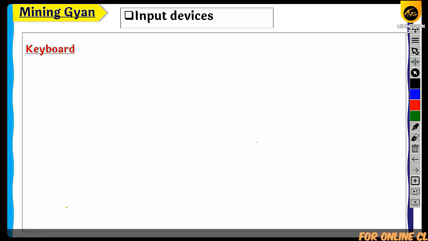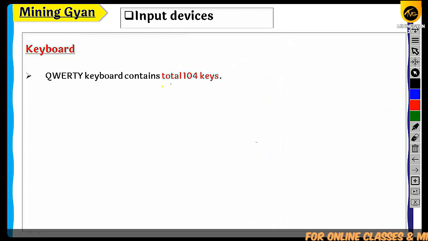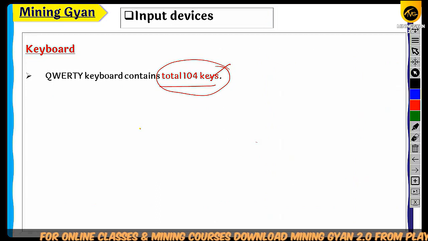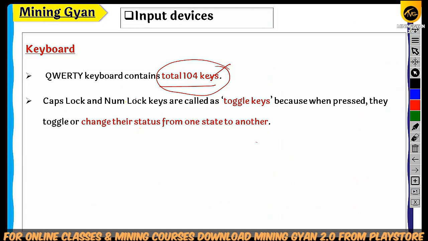Now the input device keyboard. A QWERTY keyboard consists of a total of 104 keys. This is the most important question: how many keys does a QWERTY keyboard contain? Basically, a complete QWERTY keyboard contains 104 keys, which is the standard number. It can vary according to the type of keyboard made by different brands, but the standard number of keys is 104.